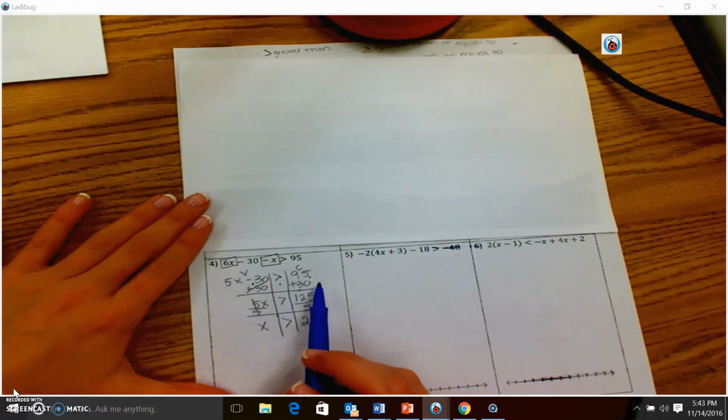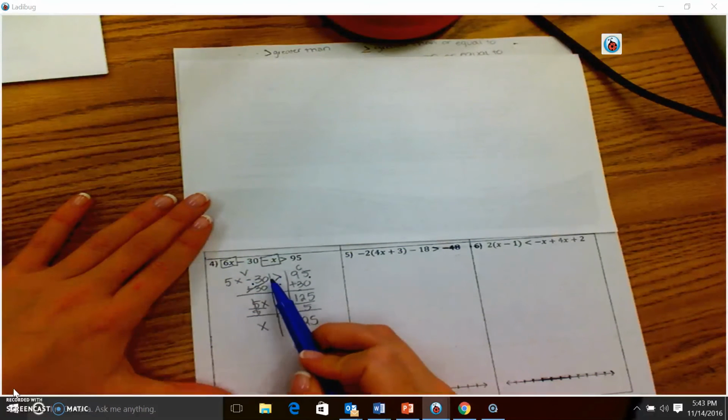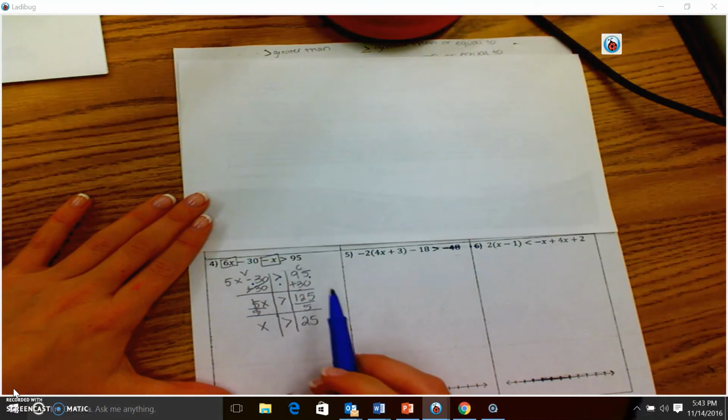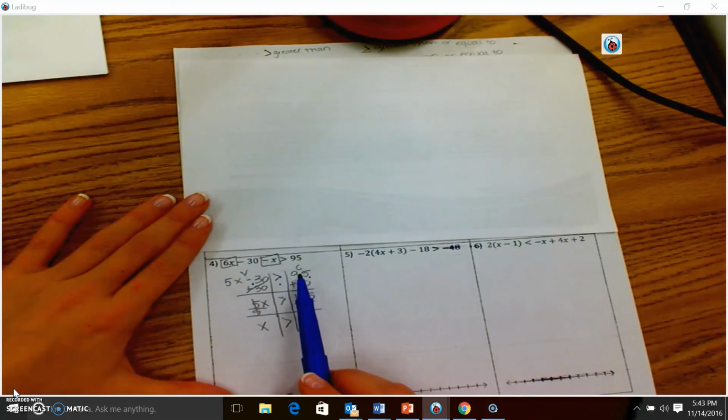Now, we've simplified as much as we could. We did our distributive property and we combined like terms. So now we're ready to set up our railroad tracks and solve. So we set up our railroad tracks and we bring down our inequality sign. So I first label this side as variables and this side as constants. So let's look here. Who doesn't belong? The 30. So we need to move it over.